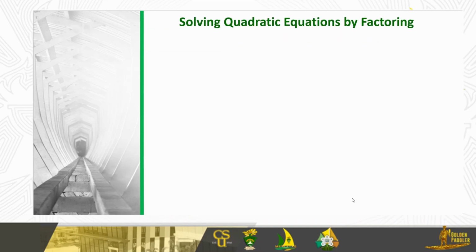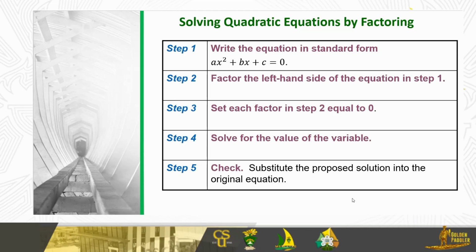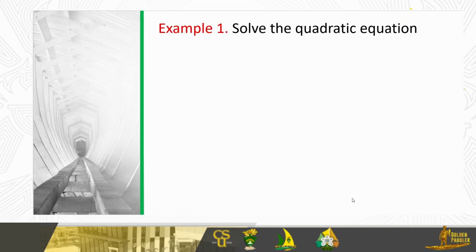First, solving quadratic equations by factoring. Here are the suggested steps. Step 1, write the equation in standard form. Step 2, factor the left-hand side of the equation in step 1. Then, set each factor in step 2 equal to 0, solve for the value of the variable, and then check the values you get. Now, we will illustrate the steps using example 1.